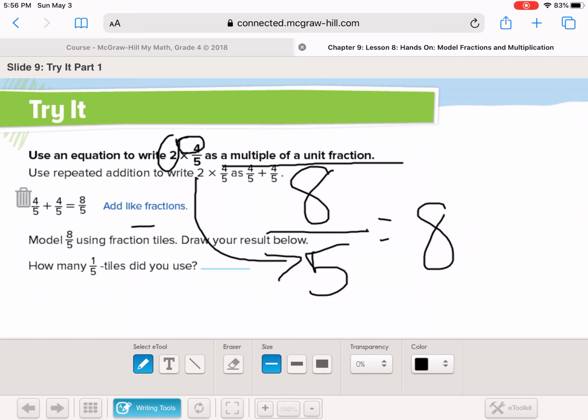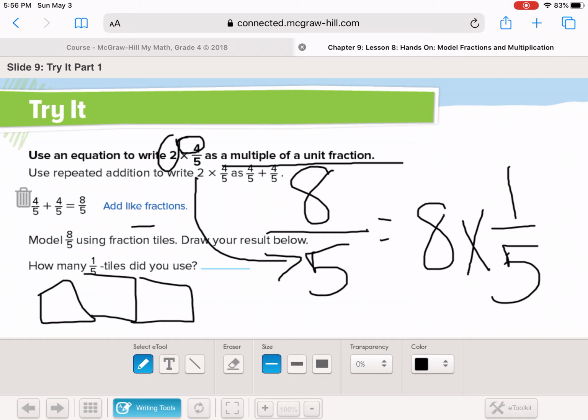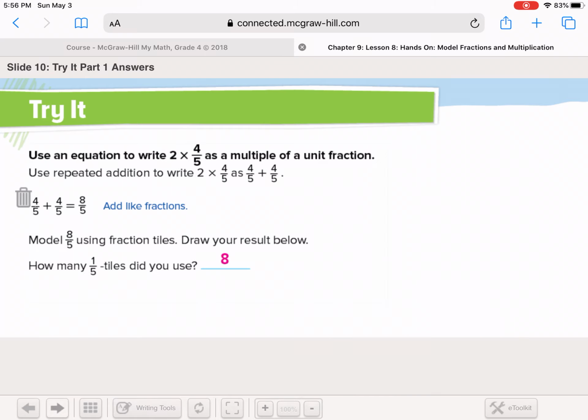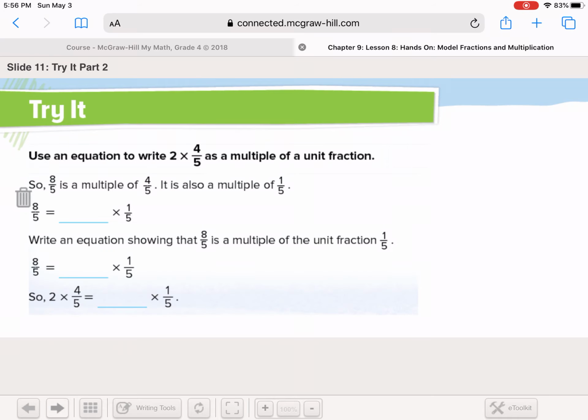So that's where I'm going to take my 8, bring it down, times 1/5. Because if I had you do this with fraction tiles, you would have put out 8 1/5 fraction tiles. Okay? So it's 8 times 1/5. That's all. Okay? I'll do a couple more because I know it's going to seem like, what?